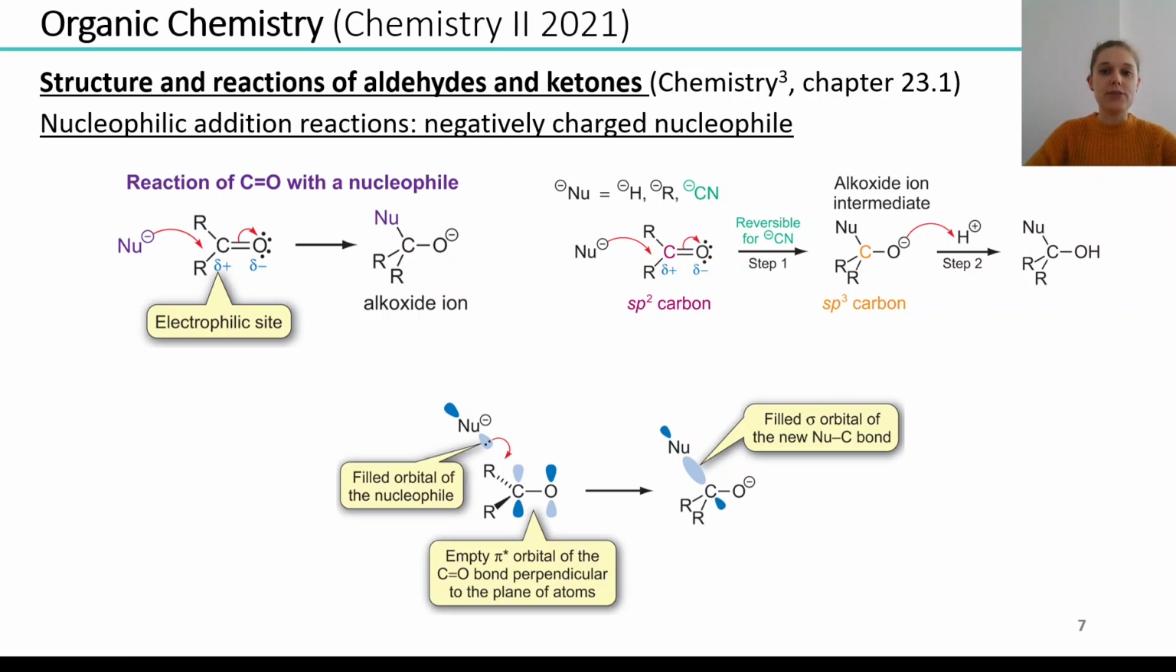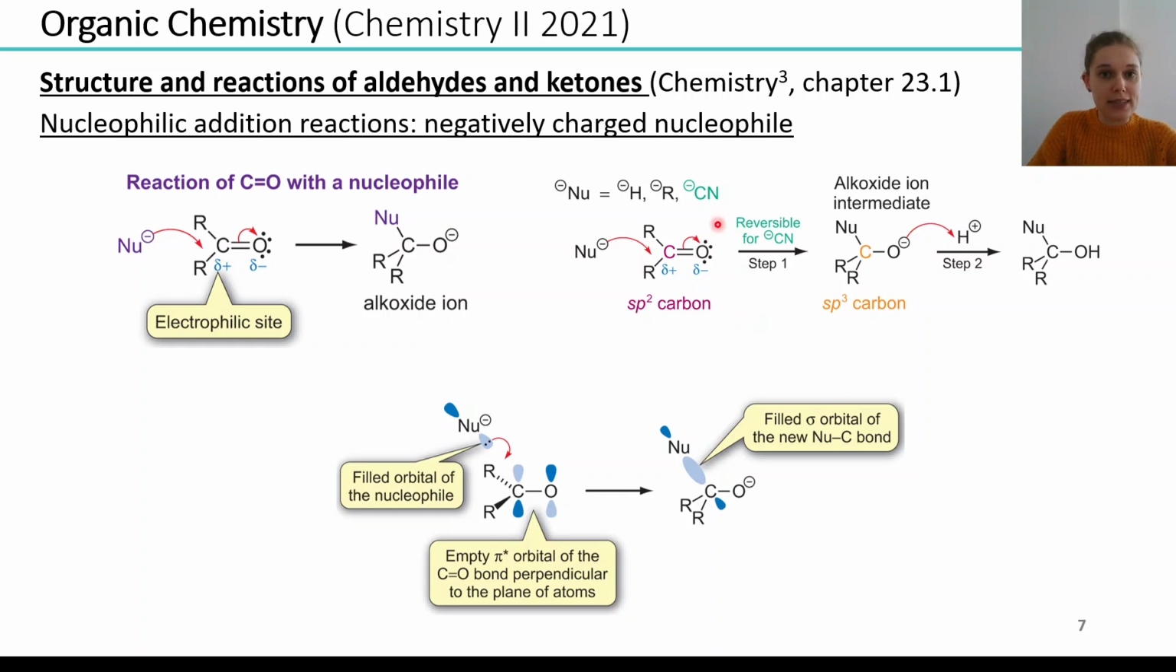Now we will start with an overview of the nucleophilic addition reaction with a negatively charged nucleophile. A negatively charged nucleophile can, for example, be a hydride ion or a carbanion or also a cyanide ion. And in the first step, the negatively charged nucleophile will attack the electrophilic site, hence the partially positively charged sp2 hybridized carbon atom. And hereby, an alkoxide ion intermediate is formed. In this alkoxide ion, the carbon atom is now sp3 hybridized.